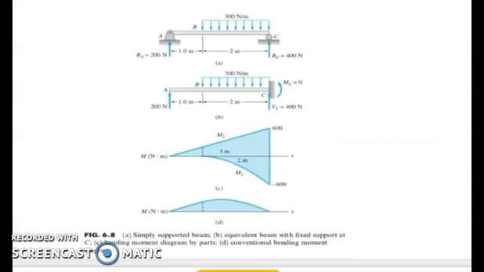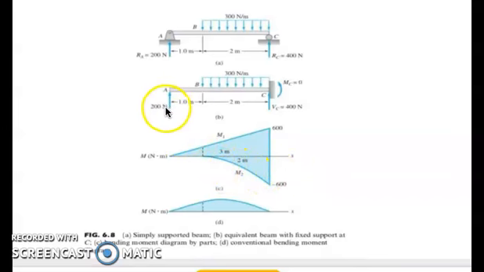So we have here our illustration of a simply supported beam ABC, and we start by computing the reaction. We simply have to compute first for the reaction at point A and at point C. Then we introduce a fixed support at point C, after we have computed the reactions. So we have now this illustration, figure B. And afterwards, we simply draw the bending moment diagram by parts.